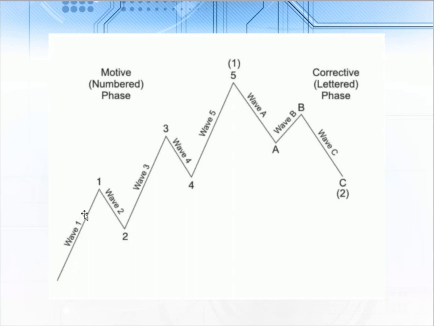So we have our first wave up, number 2 comes down, 3, 4, and 5, and that completes our first wave. So our motive wave is 5 waves, and then our corrective wave, which we lettered ABC here, is A, B, C, and that's 3 waves down. So this is the basic structure of a motive and a corrective wave together.